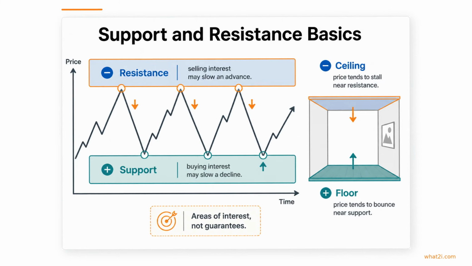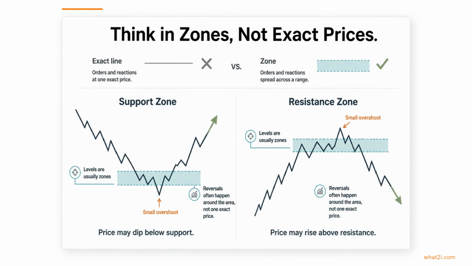These are not guarantees that price must turn, but they are areas where market behavior often changes. In real markets, support and resistance are usually zones rather than exact prices. That is because orders are spread across a range, and traders rarely react at one perfect number. Price may dip slightly below support before recovering, or push a little above resistance before turning back down. Those small overshoots are normal and do not automatically mean the level has failed.